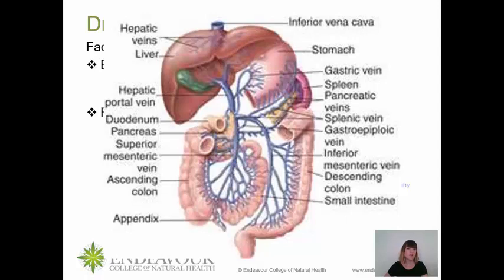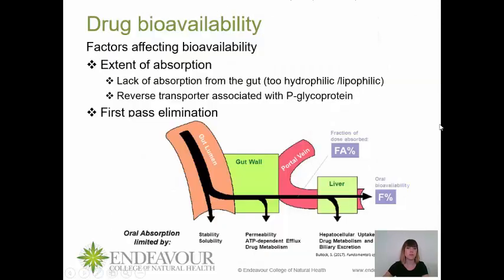After the liver, the blood goes into the inferior vena cava and back to the heart to be distributed around the body. So this means that a drug can get absorbed into the hepatic portal system, but never actually reach the systemic circulation over here in the inferior vena cava, back to the heart and around the body. So we can see something like that here.